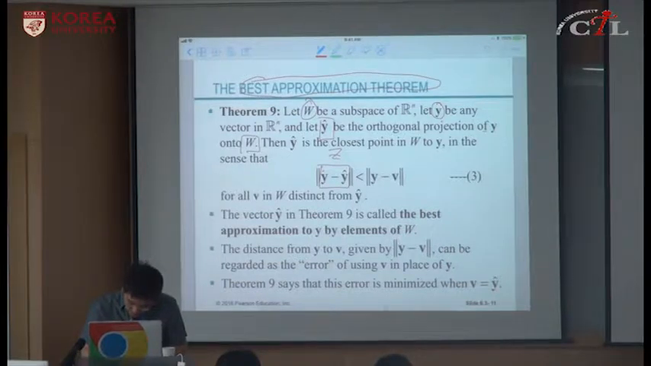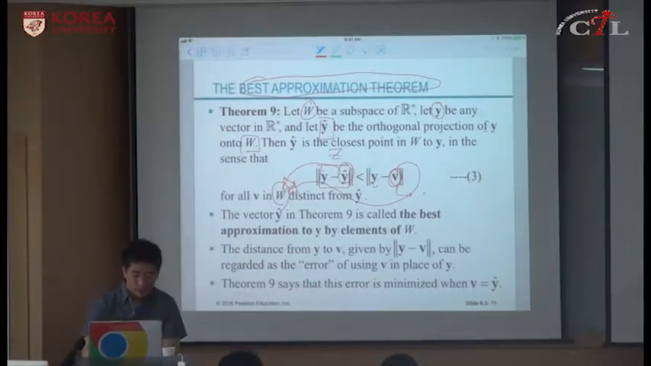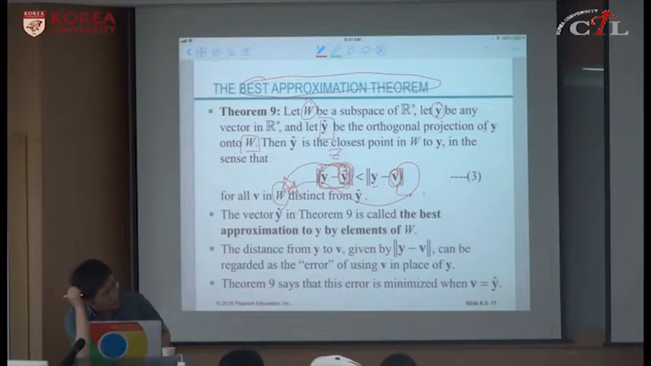And then we consider another vector v, which belongs to our subspace W. y hat also belongs to W, and we consider any other vector v, which also belongs to this W. Then if y hat is the orthogonal projection, the norm of this y minus y hat is the smallest possible value.